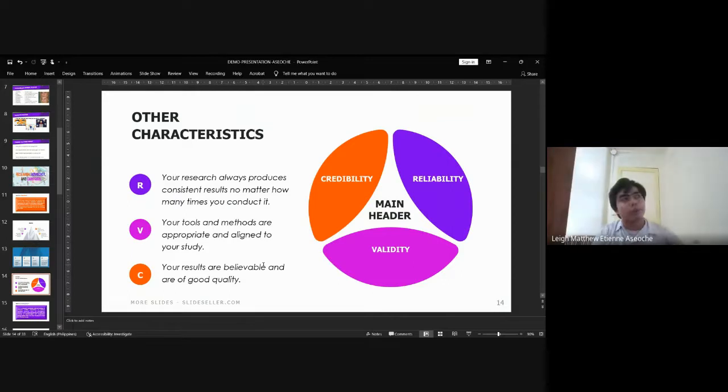Then third is credibility. When you talk about credibility, it means your results are believable. It's not too good to be true. So again, reliability is consistency, validity is appropriateness or alignment of your tools and methods, and credibility is if your results are believable. Okay, understood?